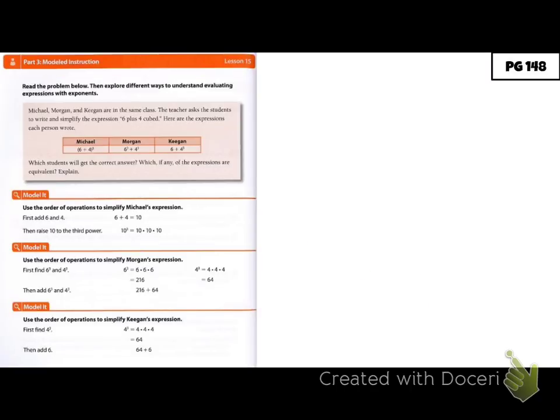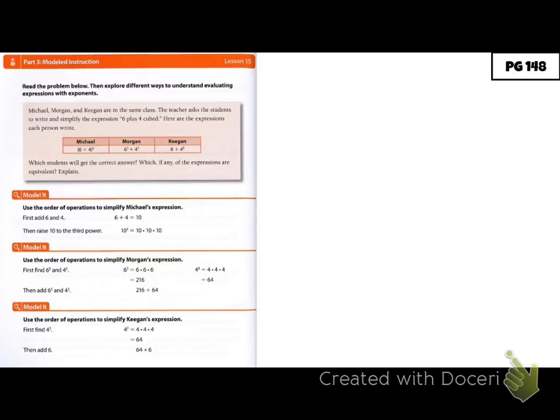Okay, so Michael, Morgan, and Keegan are in the same class. The teacher asked the students to write and simplify the expression 6 plus 4 cubed. Here are the expressions each person wrote. Which student will get the correct answer? Which, if any, of the expressions are equivalent? And then explain. So, here's where we're going to bring in order of operations.